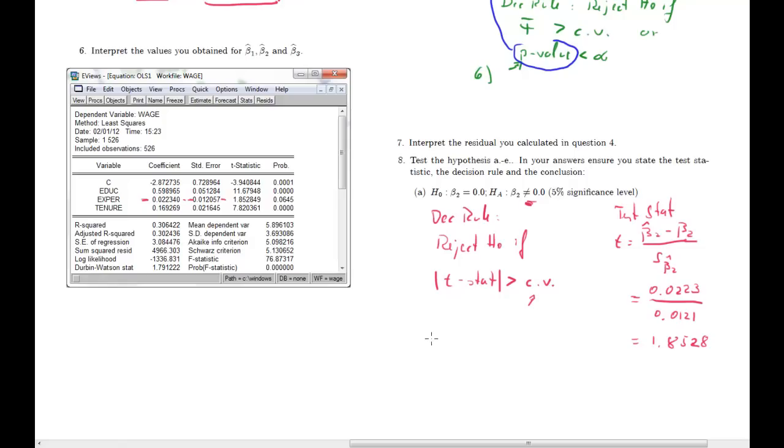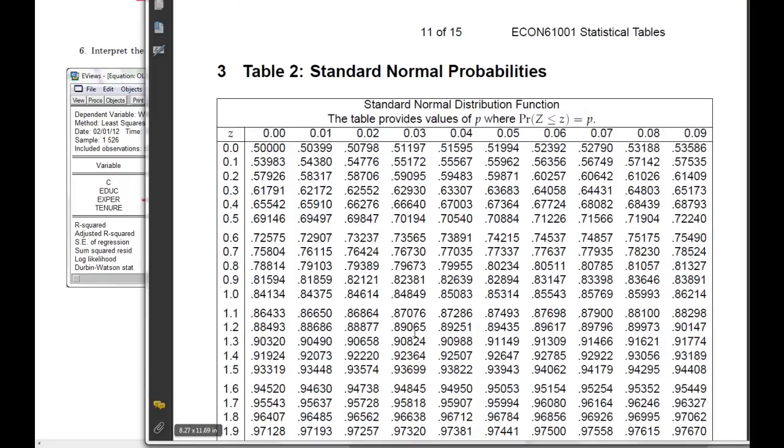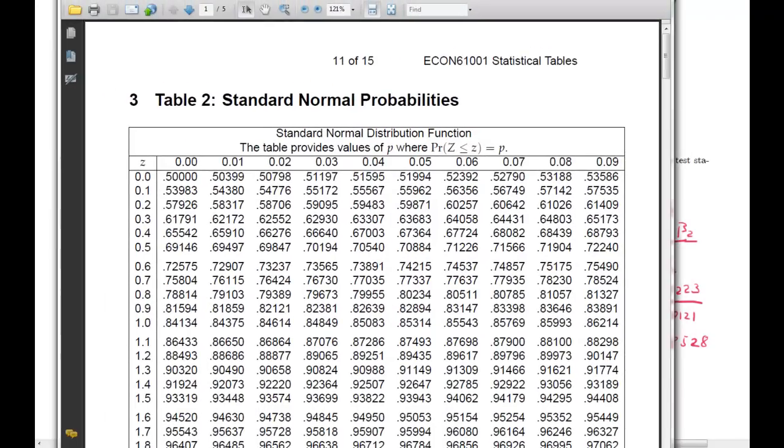We know that the t stat under the null hypothesis is t distributed with n minus k minus 1 degrees of freedom, where the minus k minus 1 is subtracting the number of estimated parameters. That's 4 here, so it's going to be n minus 4 degrees of freedom. So we basically now need to find this critical value. For this, I uploaded here a file with statistical tables. Let me just find the appropriate t table.